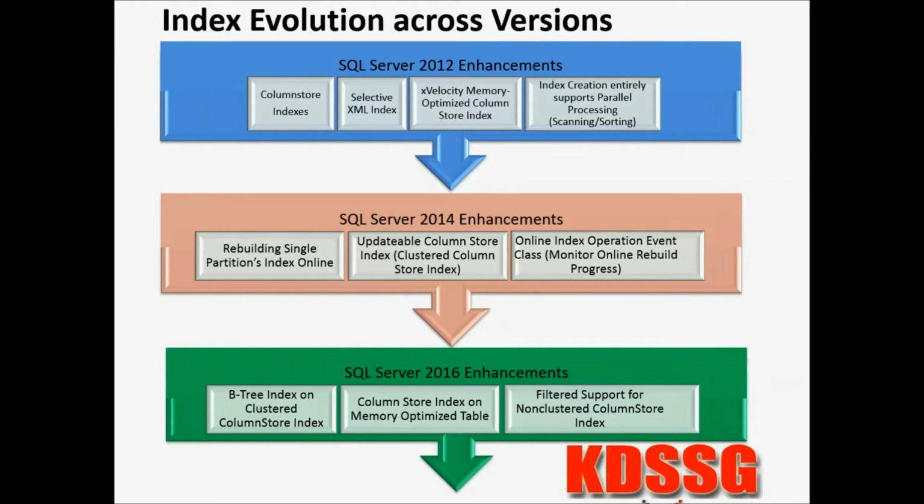And 2012 grows on with the column store index. Column store index says there's no more point in storing data traditionally; you don't store row-wise, you can store column-wise. So indexes can be implemented on columns as well. And we have the selective XML index as a new enhancement. I would also want you to read this PowerPoint presentation later when you find time. There is something called xVelocity memory optimized column store index, introduced in 2012, which is a start for in-memory processing. And index creation entirely supports parallel processing, as said in the previous versions.